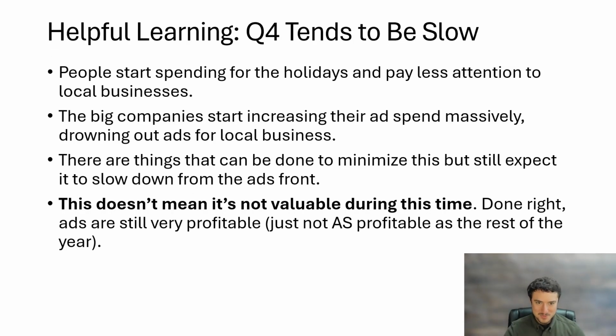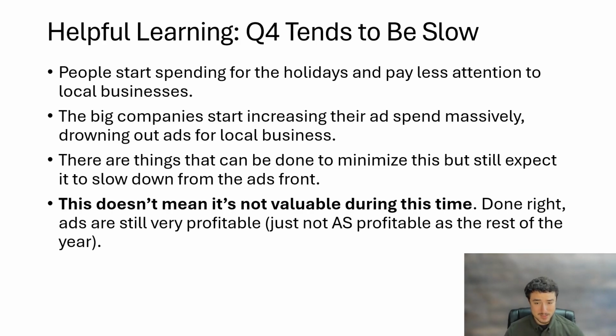Another helpful learning since then: Q4 tends to be pretty slow. I don't think I ever mentioned this, but Q4 tends to be slow because people start spending for the holidays, so they pay less attention to local businesses. This happens for pretty much every local business out there. The other thing is that big companies like Amazon start increasing their ad spend massively because it's Black Friday and they're getting ready for the holidays, and it drowns out ads for local businesses. Even if they're not competing on the exact same search terms, there's so much more noise that it's hard to break through.